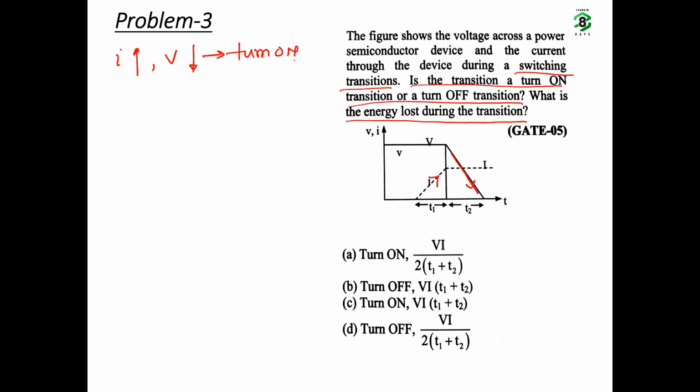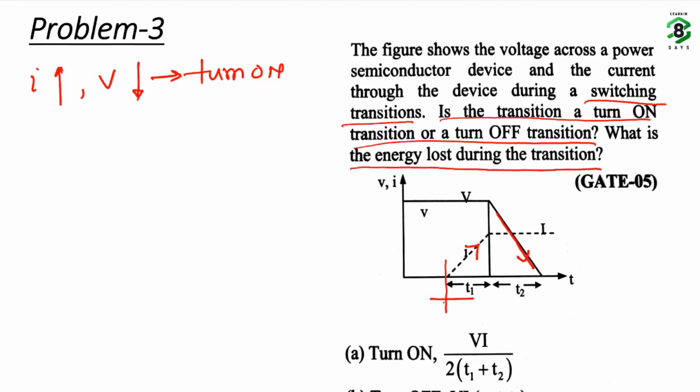Second thing, what it is asking: energy loss. So we will calculate the energy loss in this way. We will first write the equations of voltage as well as current for the different durations, T1 and T2. When we calculate the energy loss in T1, we will consider this point as the origin, and when we calculate the energy loss in T2, we will consider this as the origin. So we will use a separate origin while calculating loss for the durations of T1 and T2.